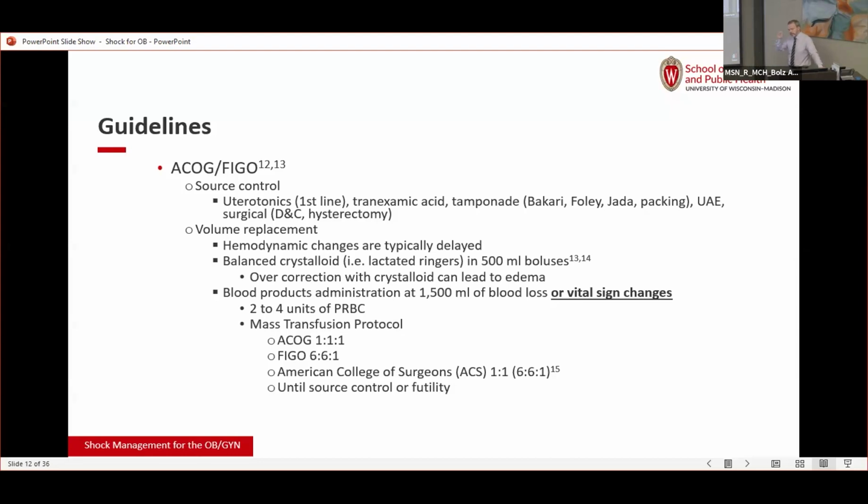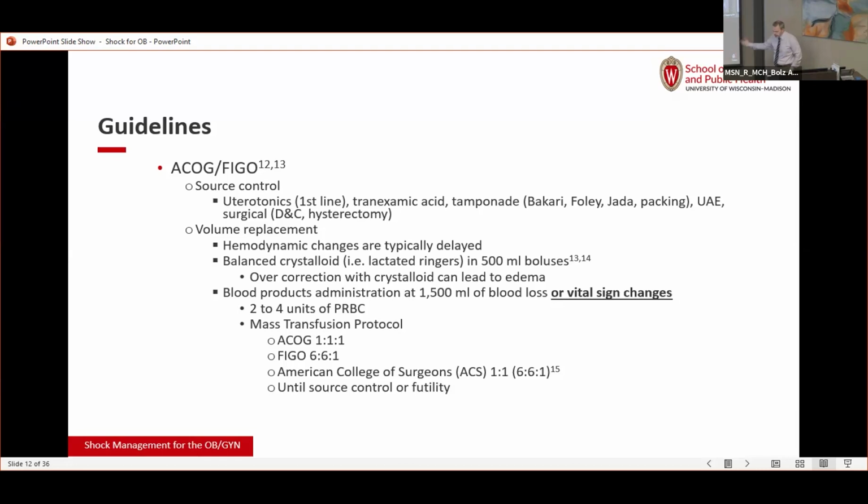Because remember, our shock definition: circulatory failure with inadequate oxygen utilization. So we need that hemoglobin to help keep our patient out of the shock state or correct the shock state if they're already in it. So then what they usually recommend is 2 to 4 units of PRBCs. Okay, that's going to be your initial blood product resuscitation. And then if you get beyond that, then you need to go to a massive transfusion protocol.